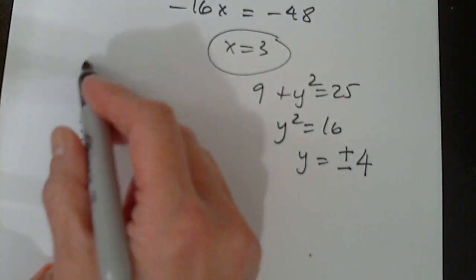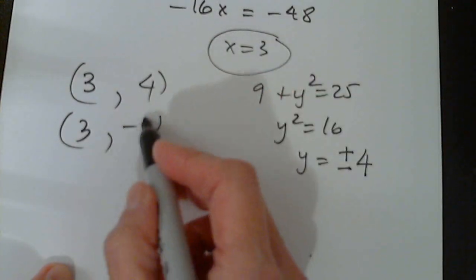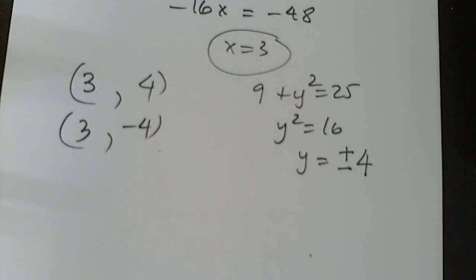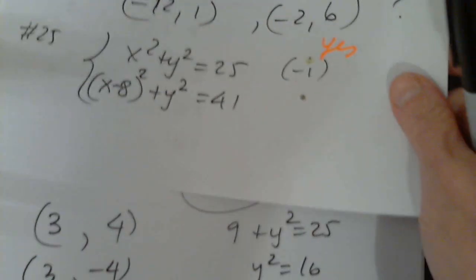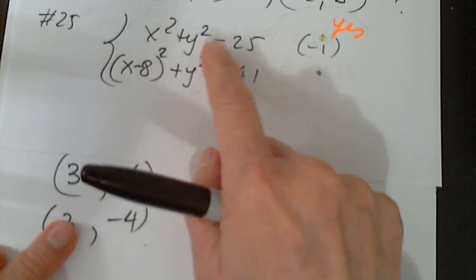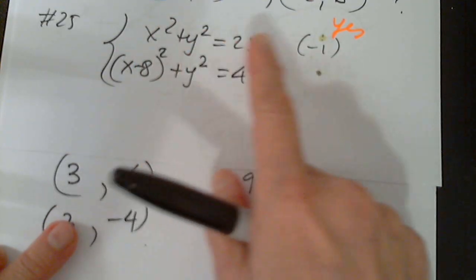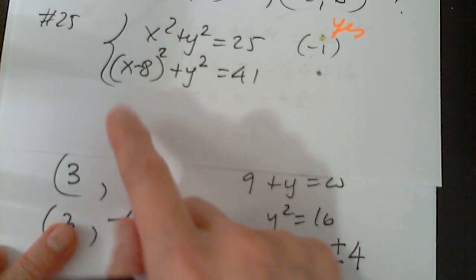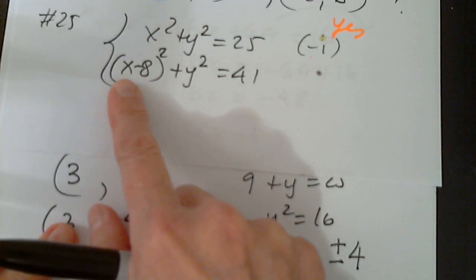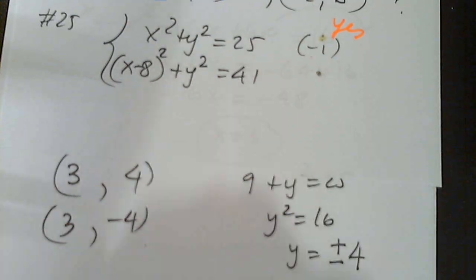So 3 with 4 and 3 with -4. Does it work? No clue. Again, I'm not just saying it. No clue whatsoever. So 3 squared plus 4 squared, 9 plus 16 is 25. Yes. Here, 5 squared, 25 plus 16. 25 plus 16 is indeed 41.